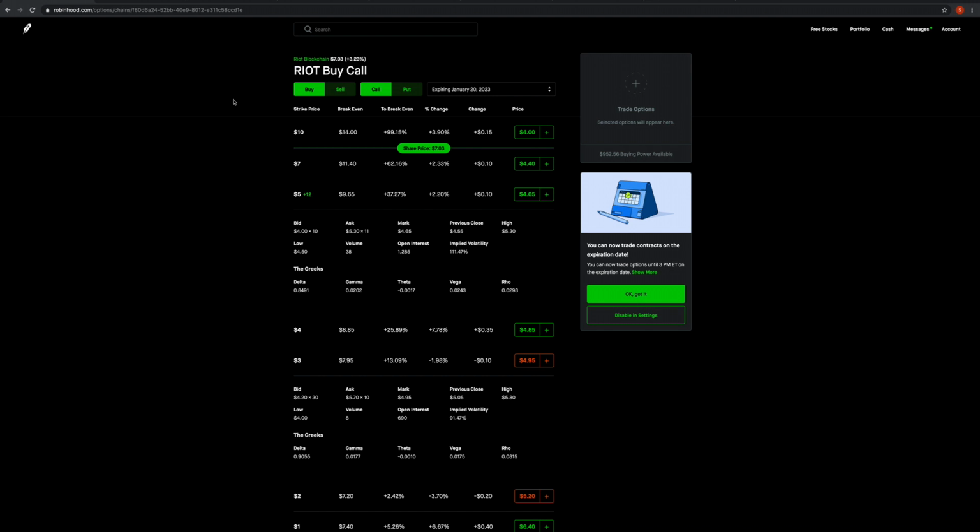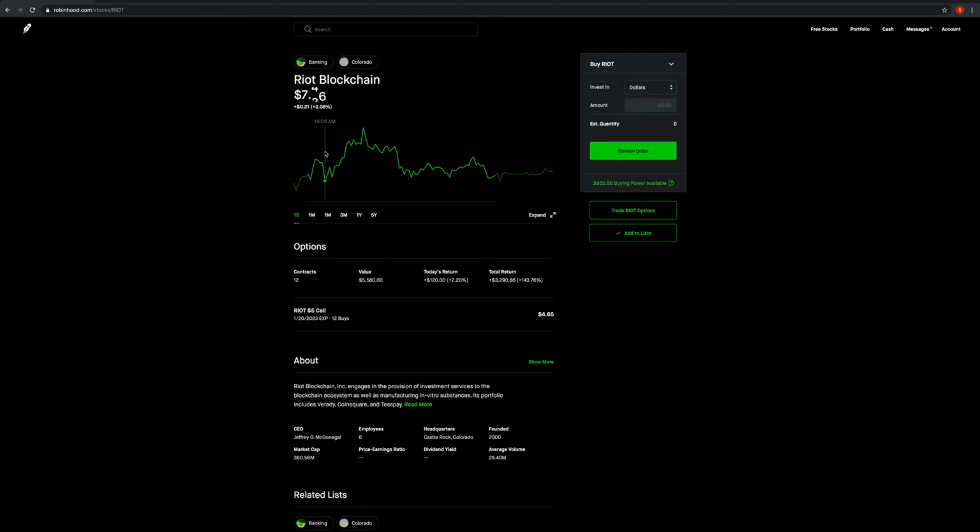Now, some of my thinking about Riot Blockchain is that this company, during the last Bitcoin bull run, when Bitcoin went to 20,000 a coin, this company, Riot Blockchain, changed their name.